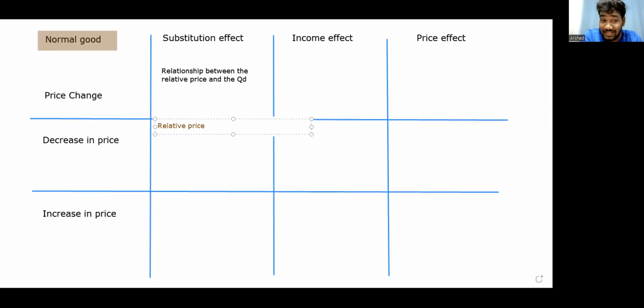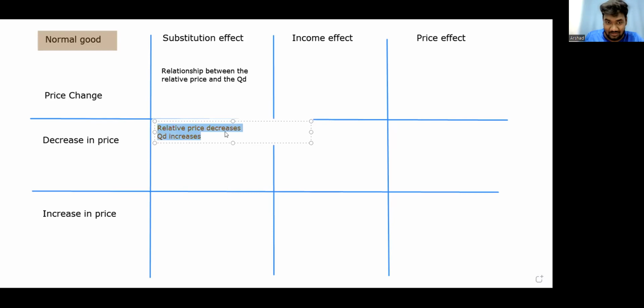So when the price of a good decreases, guys, the relative price also decreases, right? The good becomes cheaper, no? So when there is a decrease in price, relative price decreases. As a result of the relative price decreasing, what happens to quantity demanded? Relative price is going down. So now will people buy more of it or less of it? The good has become cheaper, the relative price has gone down. People would buy more of it, right? So as a result, quantity demanded increases.